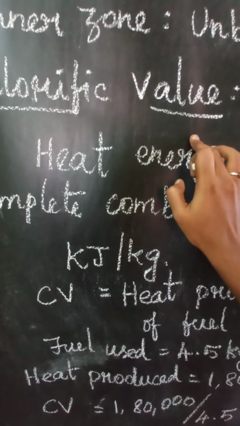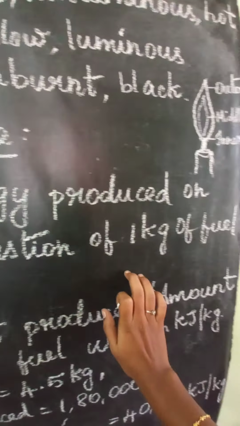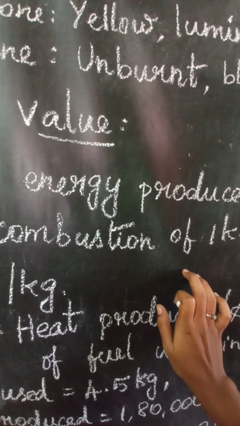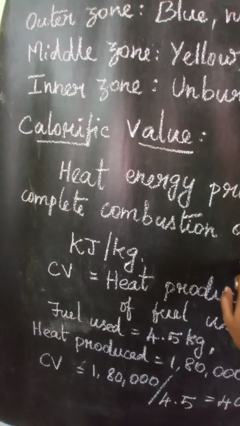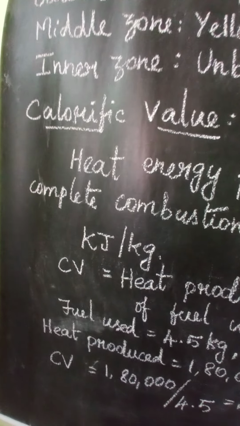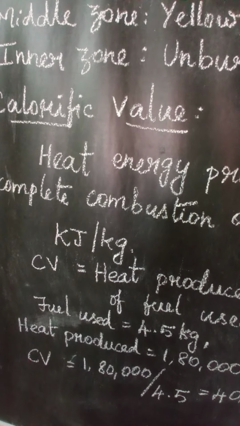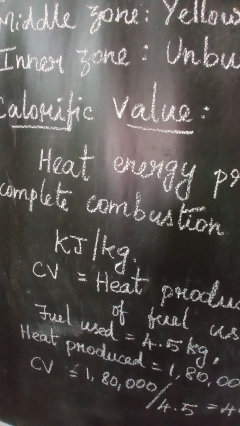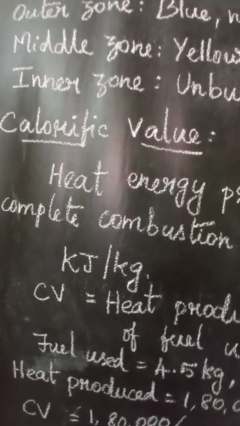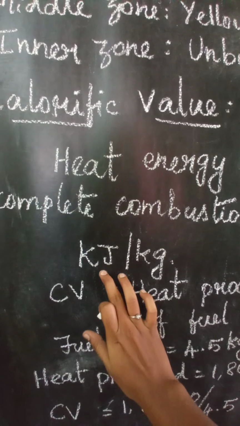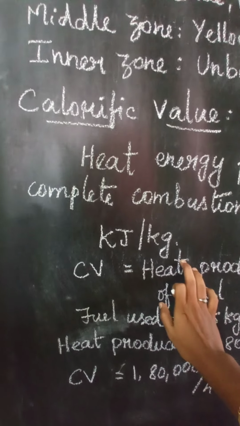What is meant by calorific value? The heat produced on complete combustion of 1 kilogram of fuel is called the calorific value. Combustion is the burning process. So if by using 1 kilogram of fuel completely, a burning reaction takes place and heat is produced, that is called its calorific value. And the unit of calorific value is kilojoule per kilogram.